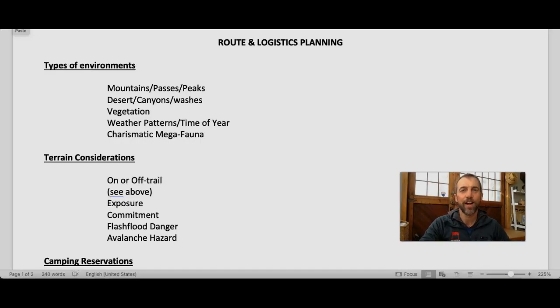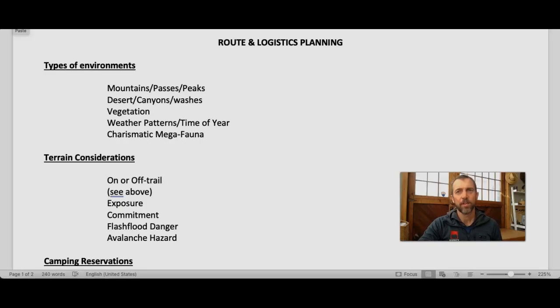Also, with our environments and the locations that we're going to choose to go, we talked a little bit about our charismatic megafauna. Two species of animals that I would really take into consideration when it comes to sensitive times of the year or risk management would be grizzly bear and the presence of moose.